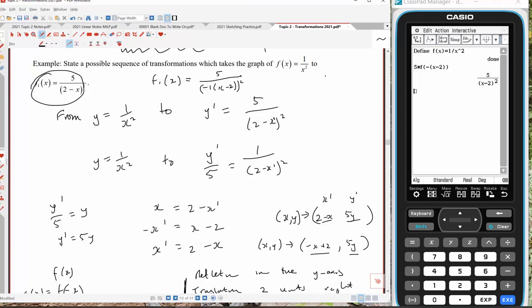Now, if you remember, this is just some Year 9 indices here. xy squared is the same as x squared y squared. And I can use the same idea here, which is 5 over. Now I square the negative 1, which means that the negative 1 becomes 1, and I square the x take 2, which becomes simply x take 2 all squared. So that function there and that function there are exactly the same.